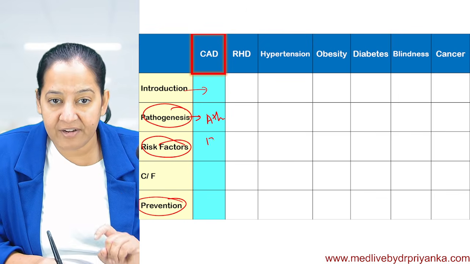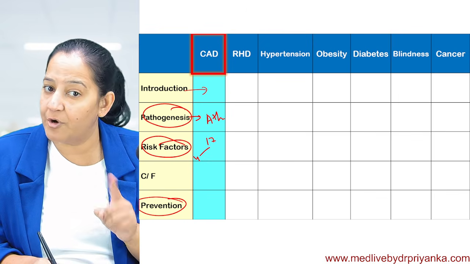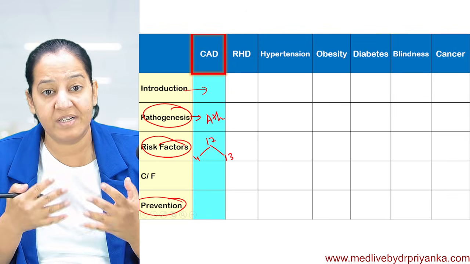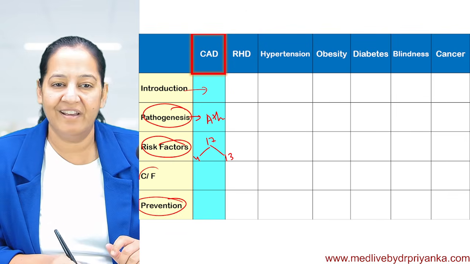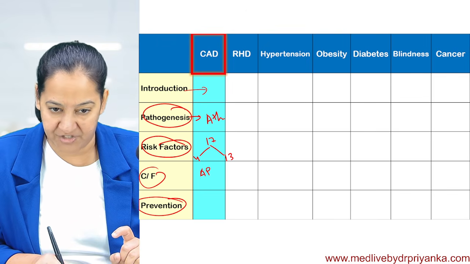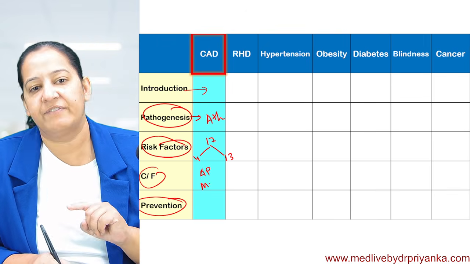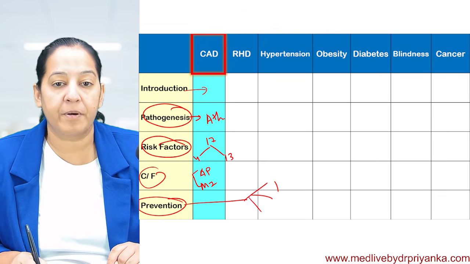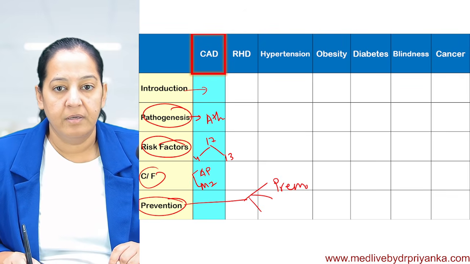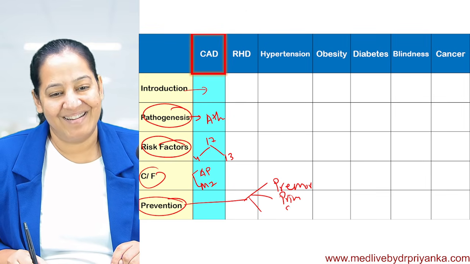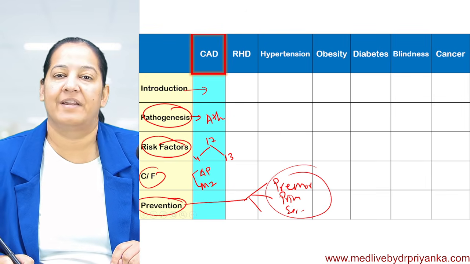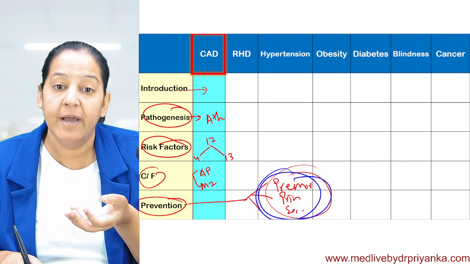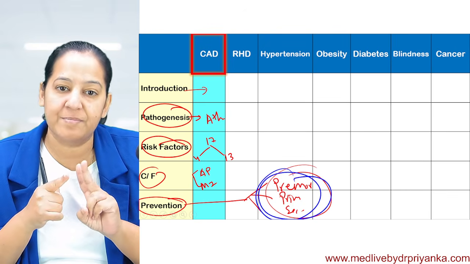Risk factors, there are 17 risk factors. 4 of which are non-modifiable and 13 of which are modifiable. Each factor you have to explain in your own words how it is increasing the risk of CAD. Clinical features, you have to explain the clinical features of angina pectoralis and the clinical features of MI. You can explain in your own words. Prevention, you have to write down primordial prevention, primary prevention, and secondary prevention. You should be able to explain it. Don't forget to divide the prevention into these headings. And you must understand what is primordial, what is primary, what is secondary.